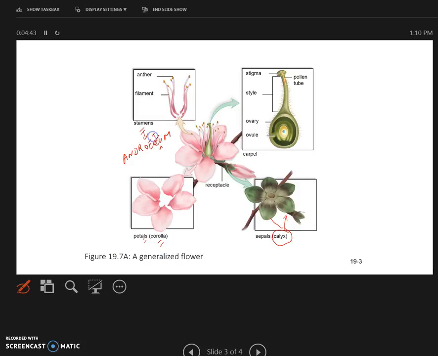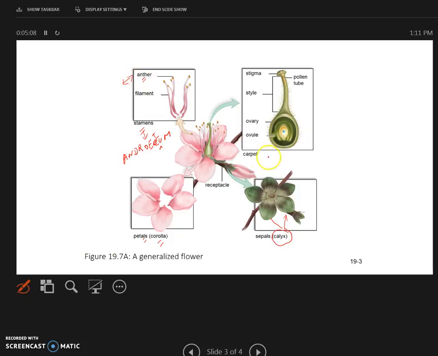So androecium is the stamen. Stamens are made up of two parts. So androecium group name, made up of many stamens. Stamens each are made up of the anther and the filament. The anther, remember, associate anther with the sporangium, because here the pollen grains are going to be made.